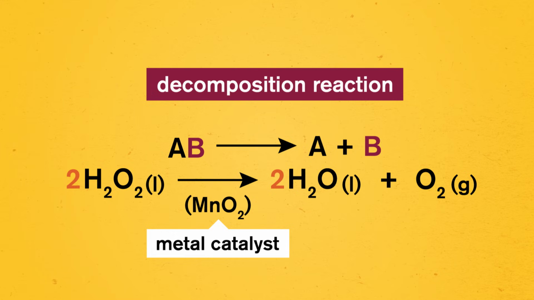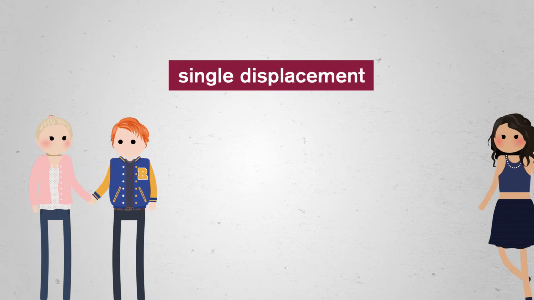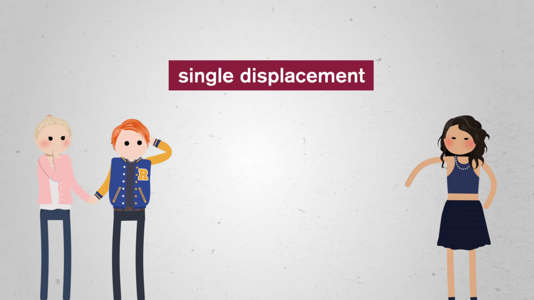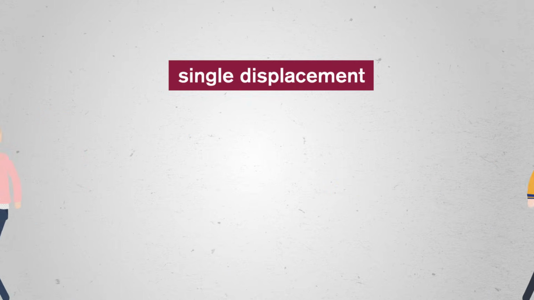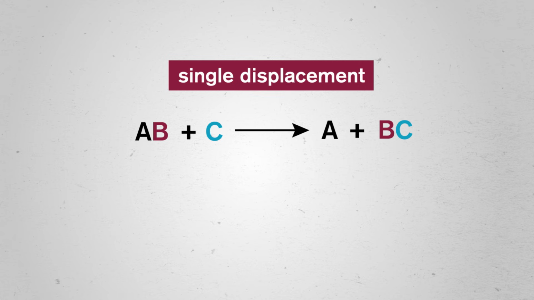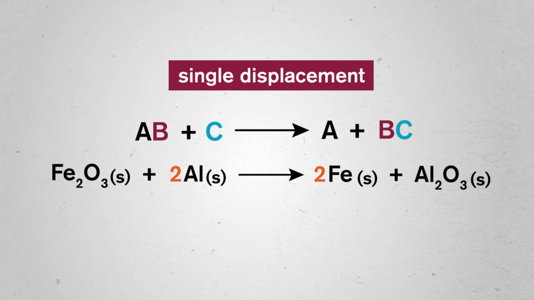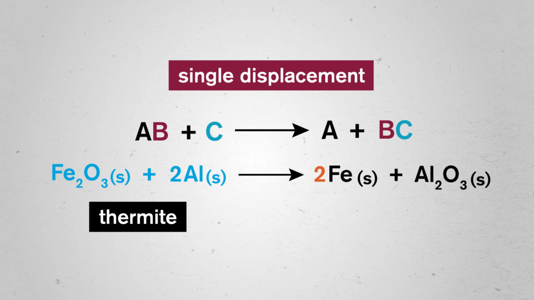Here, the reactants swap partners. We can think of the single displacement reaction as a love triangle. In the process, one of the reactants loses their partner, while the other has gained one in the form of AB plus C becomes A plus BC. Anyway, a single displacement reaction occurs when thermite, a powder used for welding, gets heated up. During the reaction, iron oxide and aluminum become iron and aluminum oxide.